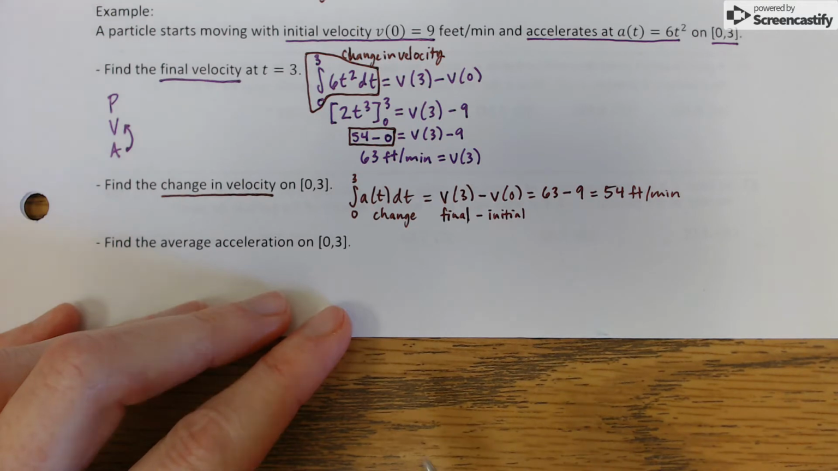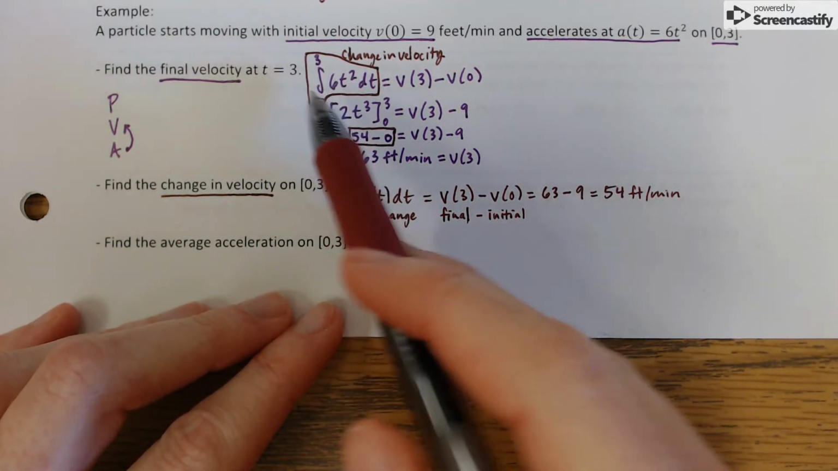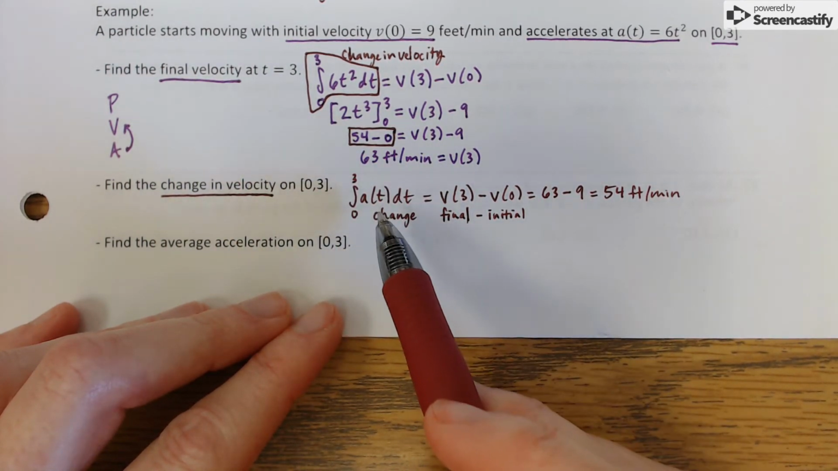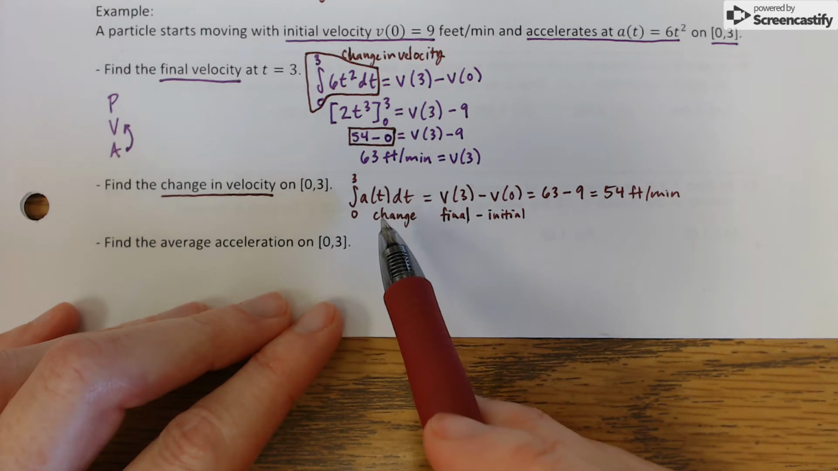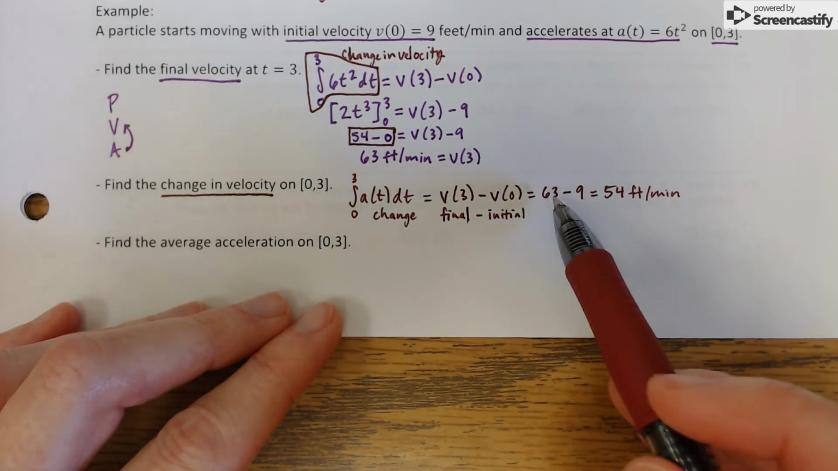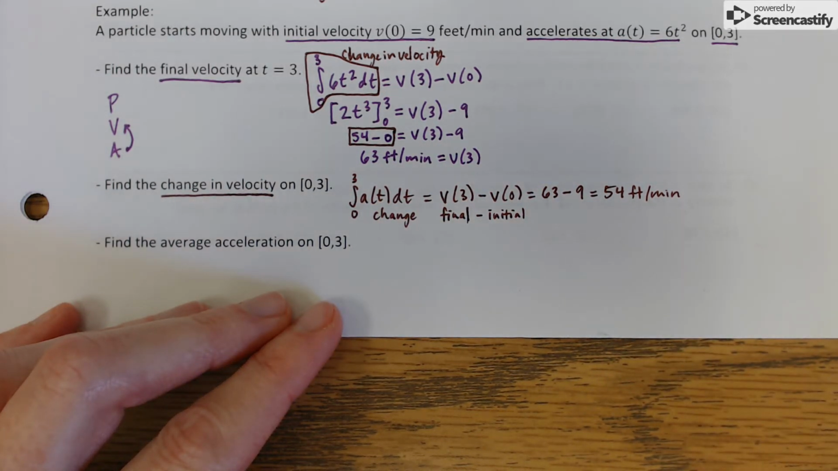When you're asked about change in velocity, it's like the last example. You might realize you've already found that value by doing the process for final velocity. It is 54, but the alternate way to think about it is the change is the final minus the initial. So the final we found was 63, take away that initial 9, and again 54 feet per minute is the change in velocity.